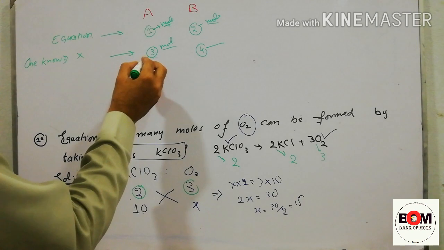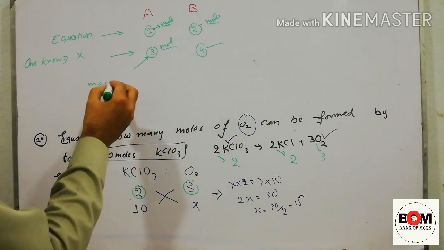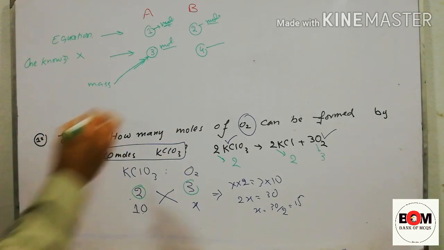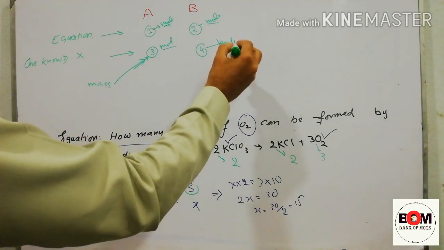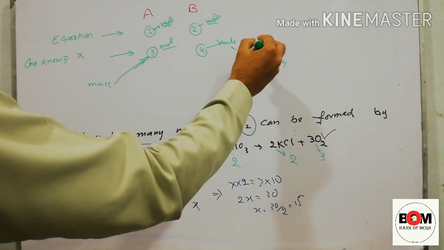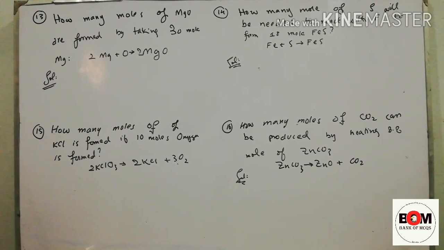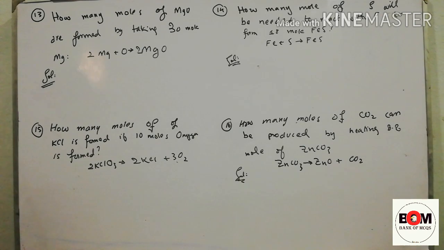Instead of moles, if they give us mass and ask for moles, we will convert the mass into moles. If we find the answer in moles and they ask for mass, we will convert it into mass. We know that number of moles is equal to mass divided by molar mass. Now let's solve more MCQs. Here are four MCQs which I am going to solve.